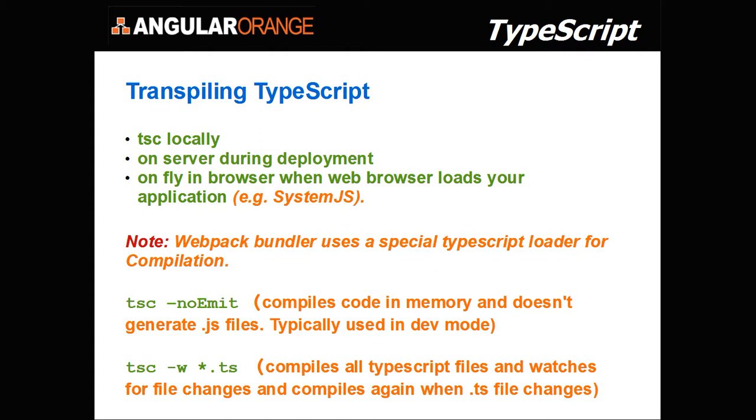Now, you can compile code in memory, and it doesn't generate the .js files typically used in dev mode. So if you go into the TypeScript config file, you'll see a noEmit. I mean, I don't want to see the .js files. I don't really need to. My code's working. I've done many examples and several applications, and it's working.